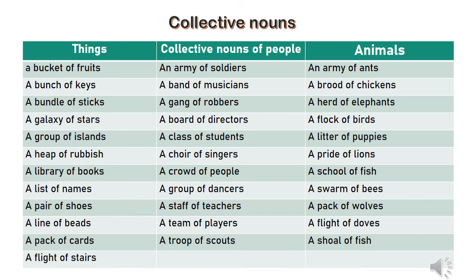Example, a bucket of fruit. It is for things. For animals, an army of ants. When we consider the people, an army of soldiers.